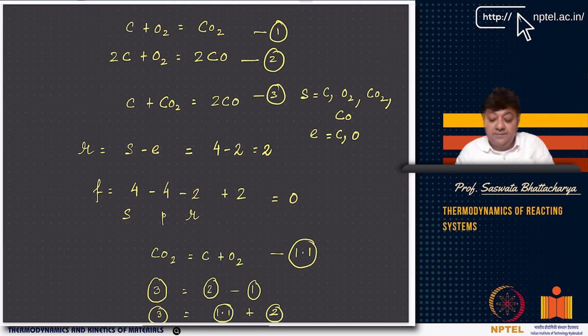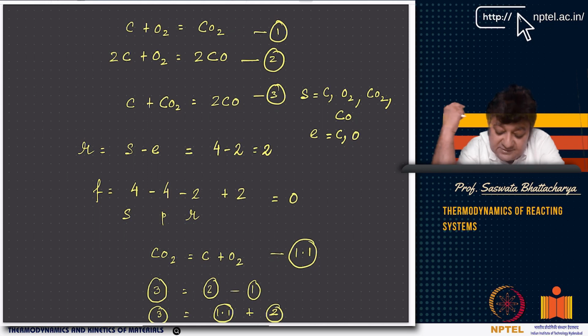So that's the idea. Now if you look at these three reactions, like C + O2 = CO2, 2C + O2 = 2CO, C + CO2 = 2CO. Now if you look at R equal to S minus E, S is the number of species, which are basically carbon, oxygen, carbon monoxide, carbon dioxide. However, if you look at the elements, you have only carbon and oxygen. So basically R, that is the number of independent reactions, is going to be 2.